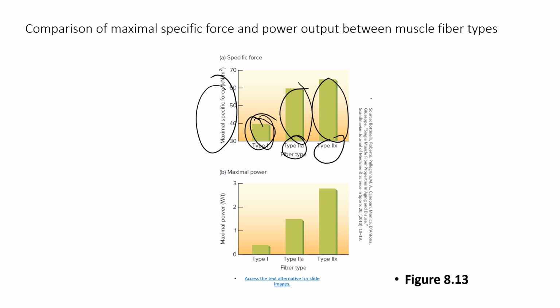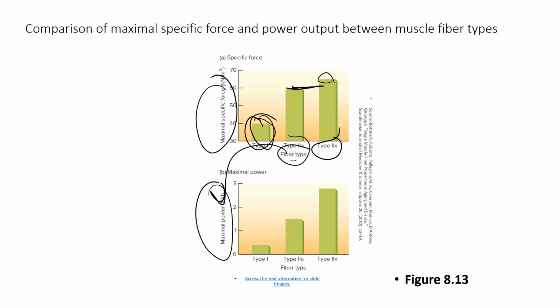Okay? Now, the type 2A and type 2X fiber, pretty much, if they were the exact same size, would produce very close to the same amount of force. The type 2X looks like it can produce a little bit more than the type 2A, but they're very, very similar to one another. But then, when we look at power, they're vastly different from each other.